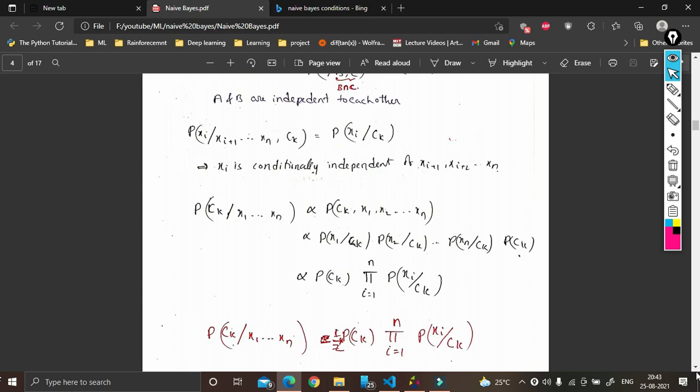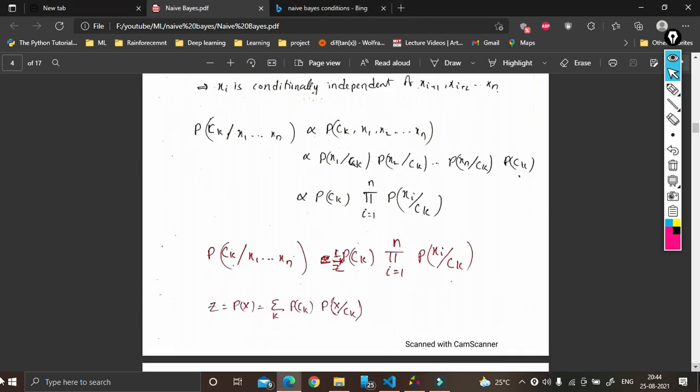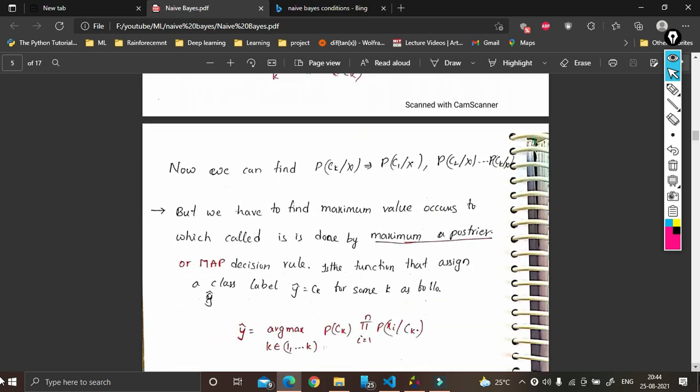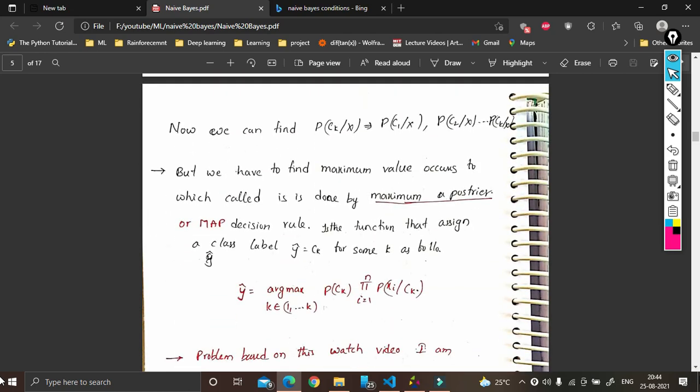When we get that, the equation becomes: probability of x1 given ck, probability of x2 given ck, probability of xn given ck, probability of ck. Now we will simply rewrite this as probability of ck times the product over i from 1 to n of probability of xi given ck. We will go with an example, then it's very easy. The final equation looks like this.